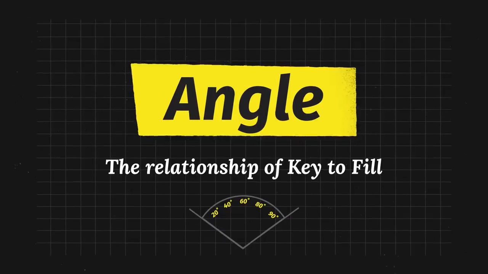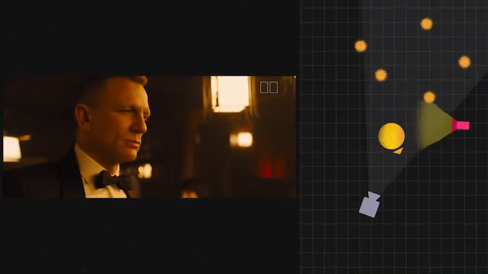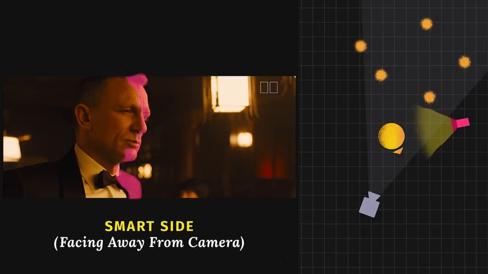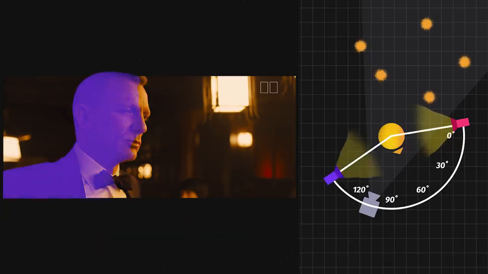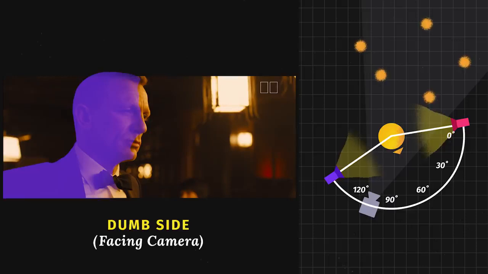Angle is the geometric relationship of key to fill light. The traditional angle to introduce a key light is on the subject's smart side, favored away from the camera. As a result, fill light is introduced on the dumb side, as this is where the shadow from the key will fall.